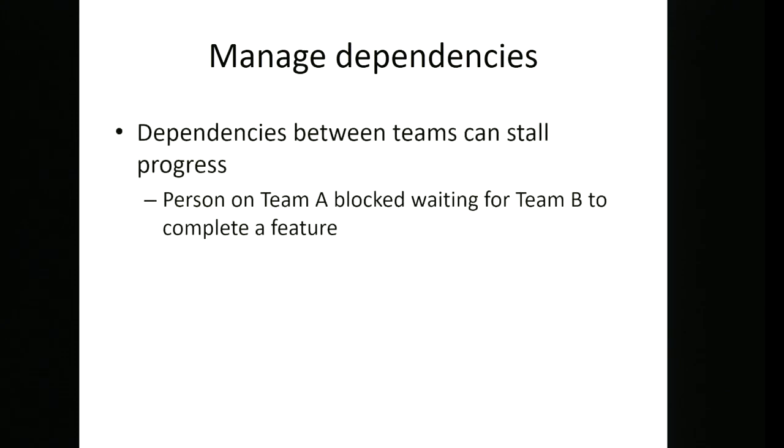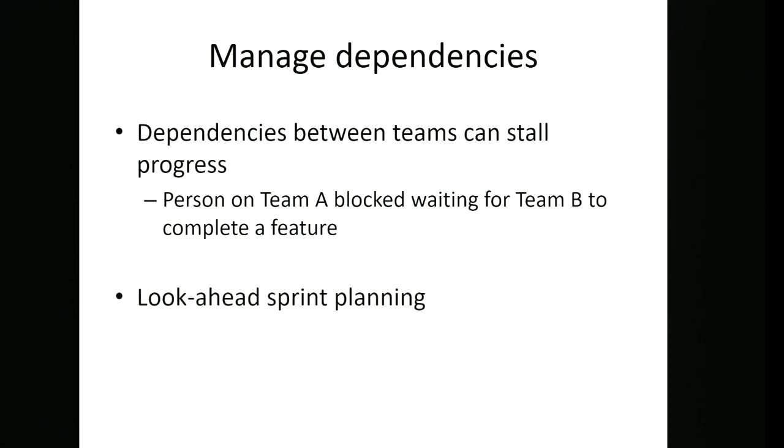So, when you're doing all this sort of stuff, then obviously it's important to start managing dependencies, because you've got lots of different teams working on different things, and what we don't want to happen is that a dependency of one team or another actually blocks work in a different team. So we don't want someone on team A, for example, blocked waiting for team B to complete a feature. And this is something which needs some thinking to make sure you get this right.